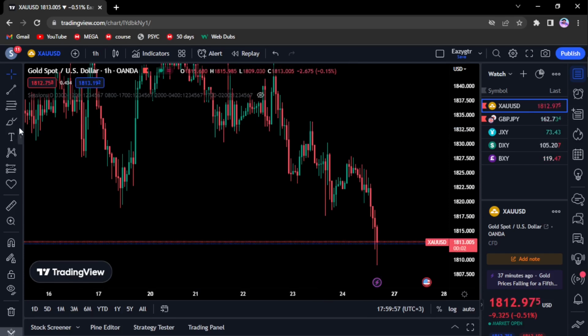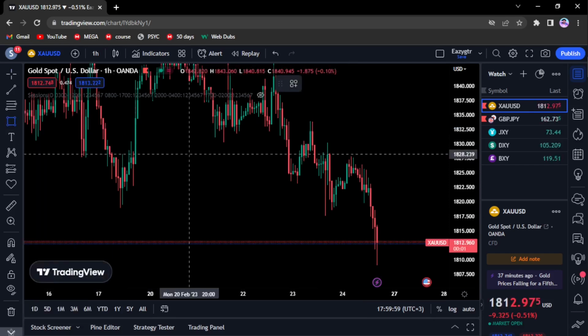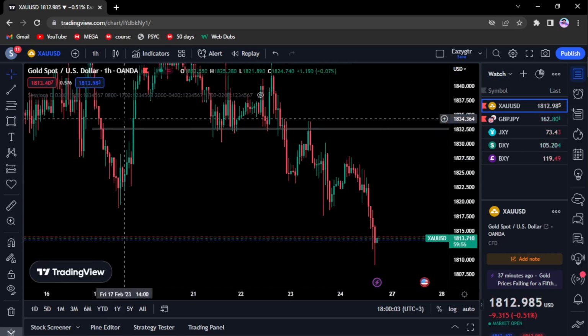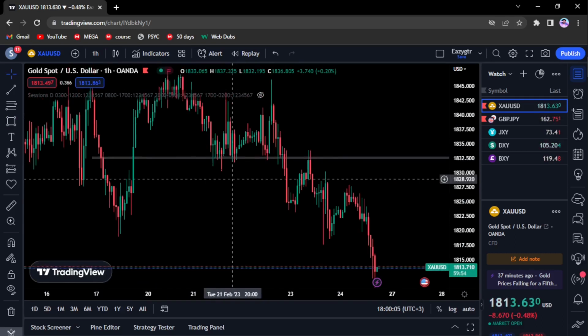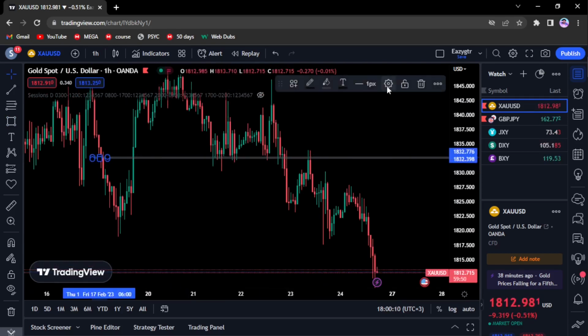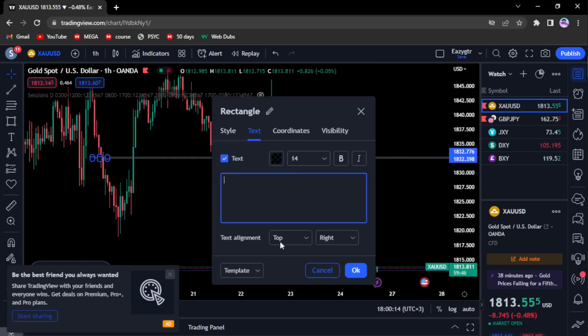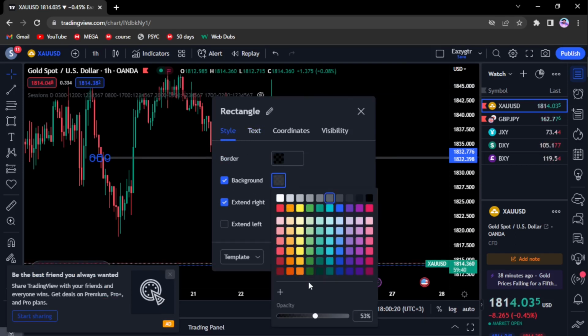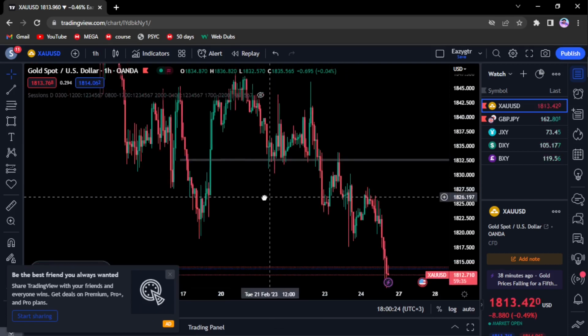Okay, so here's how I draw mine. I'll have a zone. That's why I'm using a box. So these are the settings of my box. Someone asked me how my box stretches all the way to the end of the charts. These are the settings. Style, make sure it extends to right. Background can have an easy gray, lower the opacity, and there you have it.